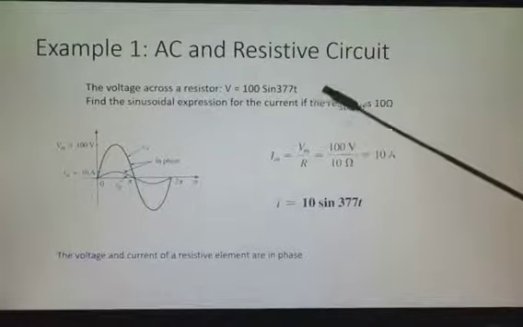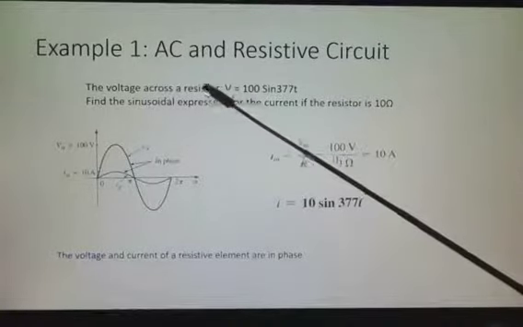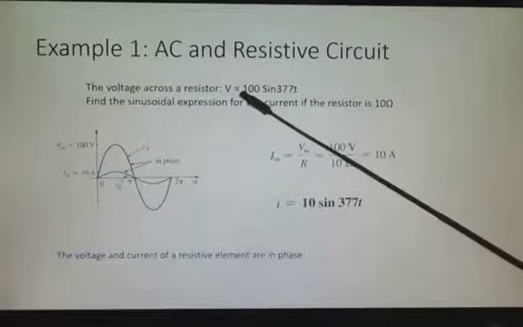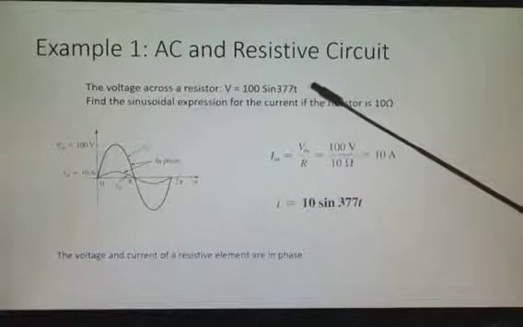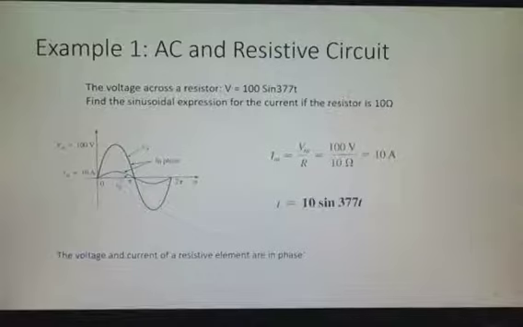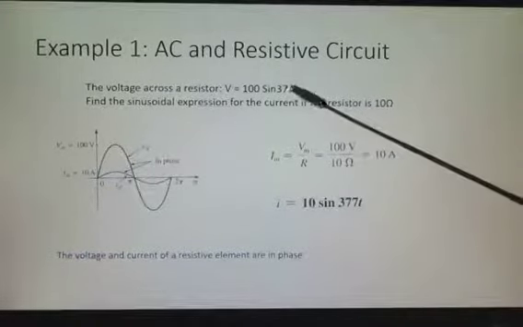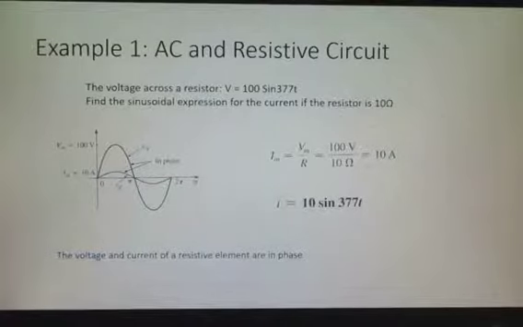So let's do an example. If we have a resistor, a voltage in a circuit that's identified by this equation, 100 is the peak value, sine, this is the angular velocity, 377. So what is the current? It's just voltage divided by resistance. So if it's a 10 ohm resistor, 100 volts, we get 10 amps.